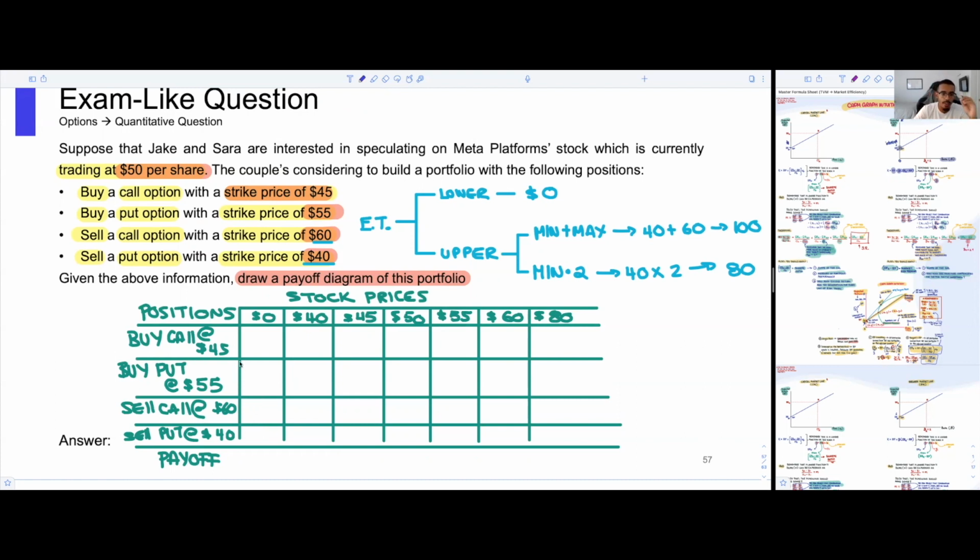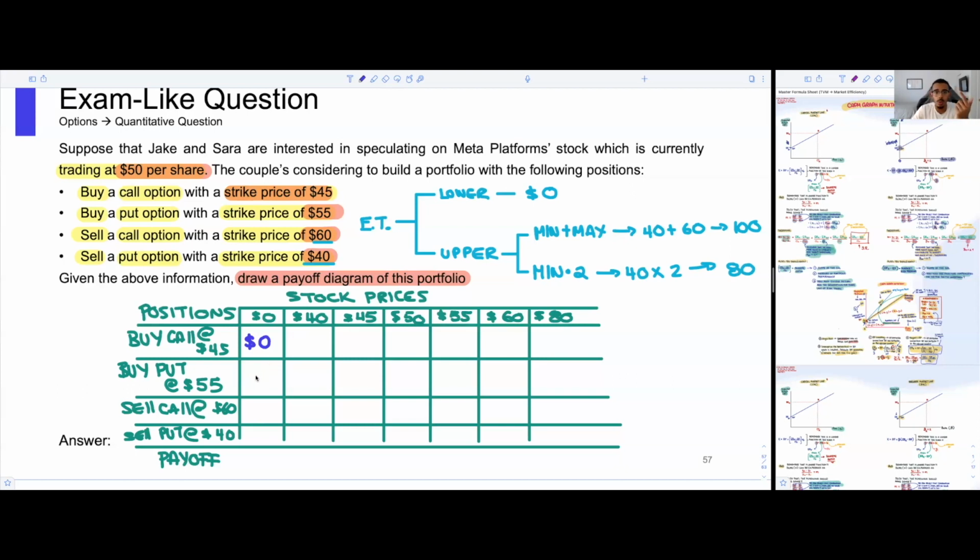So if we have a purchase of a call option at an exercise price of $45 and the stock price is $0, then you would not use your call option. The reason why you wouldn't use your call option is because, well, why would I purchase something at $45 when I could get it for free on the market? And when you do not exercise a call option, your payoff will always be equal to 0. So here, our payoff will be $0.